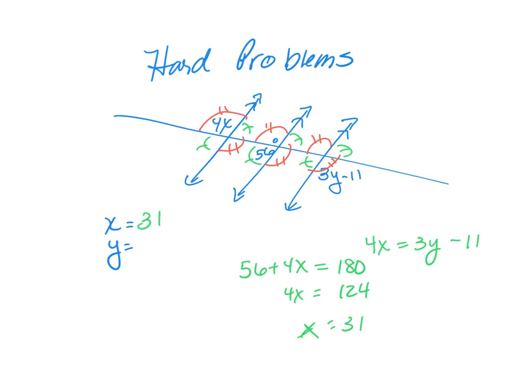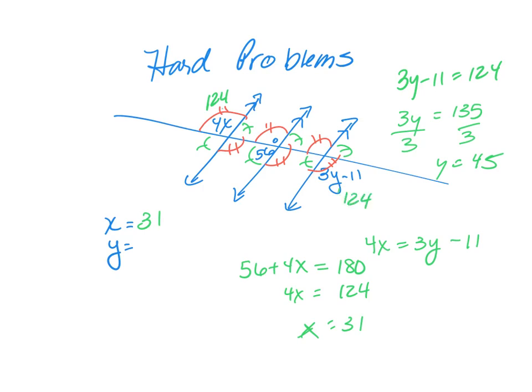And it'll help me with the y's, because this here is equal to 124, 4 times 31. And then I can make the 3y minus 11 equal to 124. That's not the only way to do it, but that's one way of doing it. And then we've got 3y equals 135. Then you divide by 3, and y equals 45. So when I put a 45 in here, you get 124. And those two red ones would be equal.